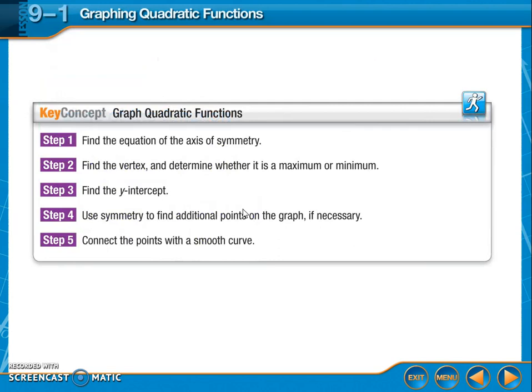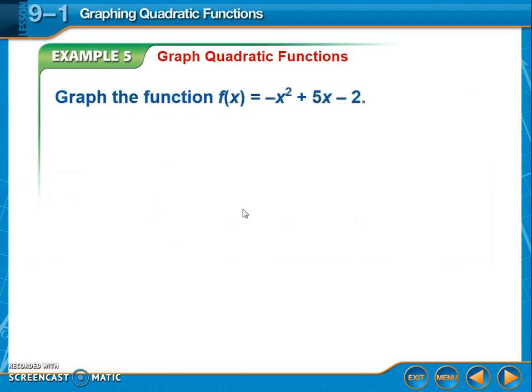Okay, so the steps for graphing a quadratic function is to find the equation of the axis of symmetry, find the vertex and determine whether it's max or min, find the y-intercept, use symmetry to find additional points on the graph if necessary, and connect the points using a smooth curve. So we're going to do this really quick, okay?